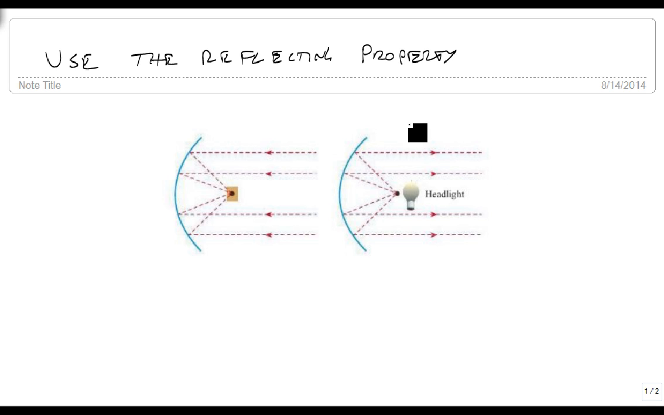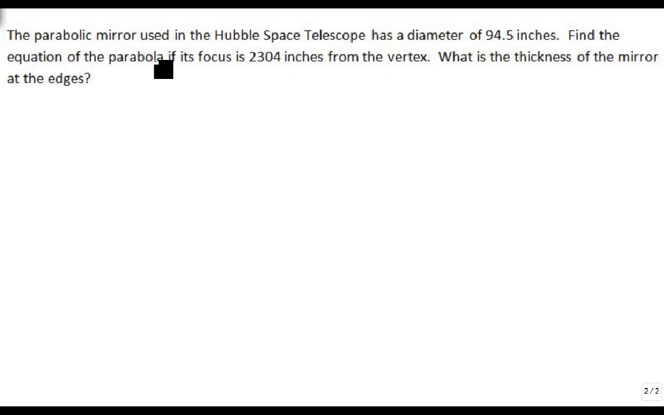Now, to demonstrate how this works, we're going to talk about the Hubble telescope. So the parabolic mirror used in the Hubble telescope has a diameter, this is important, of 94.5 inches. Find the equation of the parabola if its focus is 2304 inches from the vertex. And then we want to know what is the thickness of the mirror at the edges.